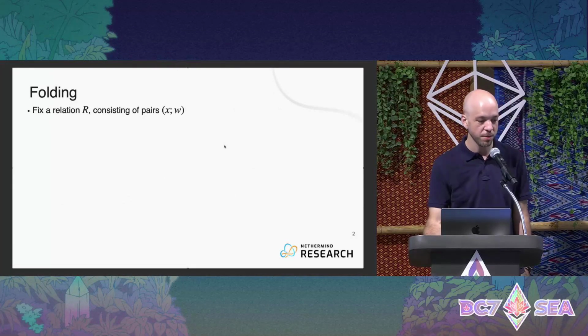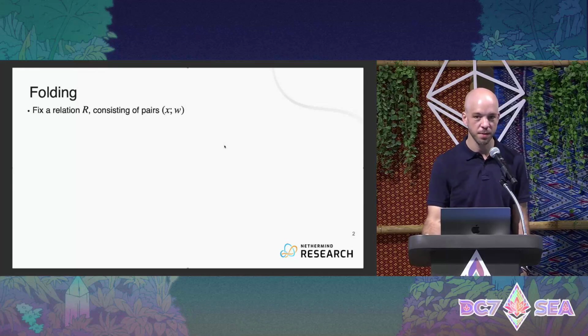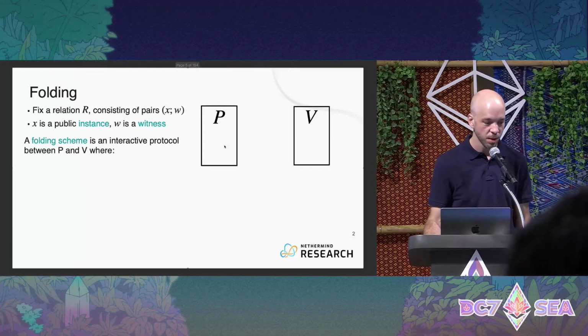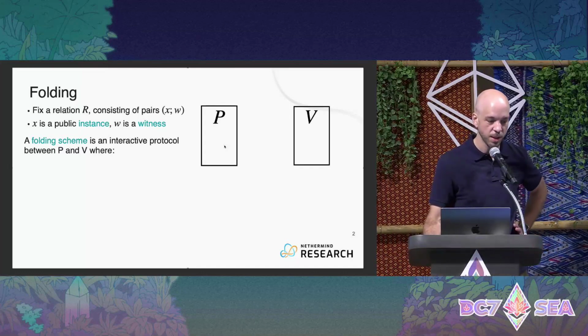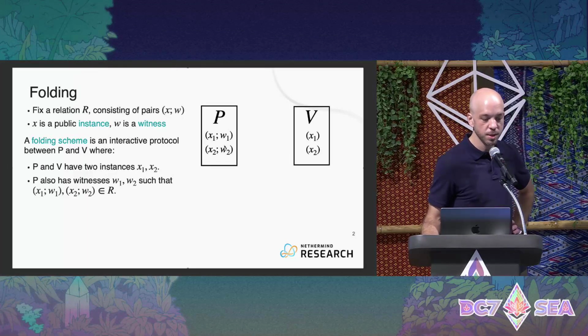In folding, we have a relation R, a relation of interest, which consists of pairs (X, W). X is an instance or a statement of a problem, and W is a witness or a solution to the problem. A folding scheme for this relation R is an interactive protocol between a prover and a verifier, where the prover and the verifier have two instances, X1 and X2, and the prover also has two witnesses, W1 and W2, and they are valid witnesses for the instances.